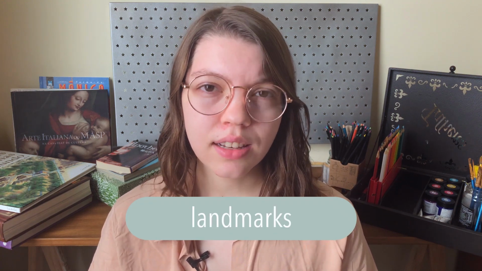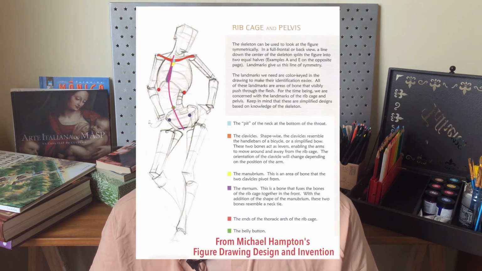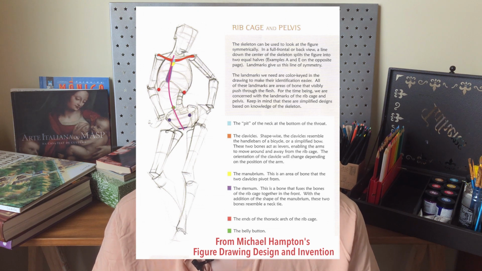Landmarks are the parts of the skeleton that are visible on the body, so on the surface of the body. They're very useful because they don't change much from person to person, and they can be used as reference points or as a guide to where the volumes start and finish. For example, in the torso, you have the collarbone, the end of the ribcage, and the pelvis is also very commonly used.